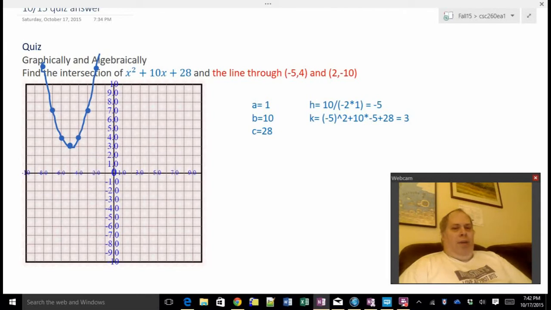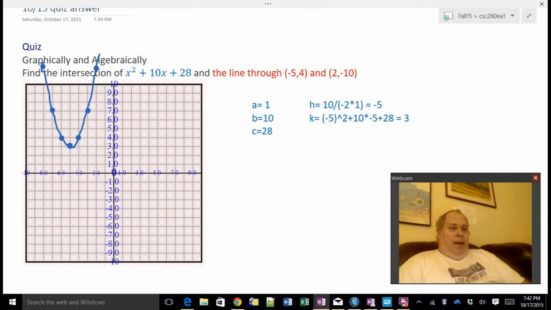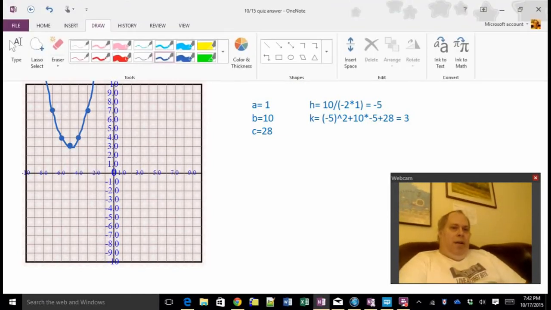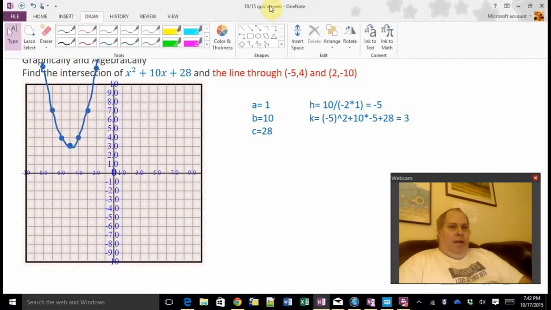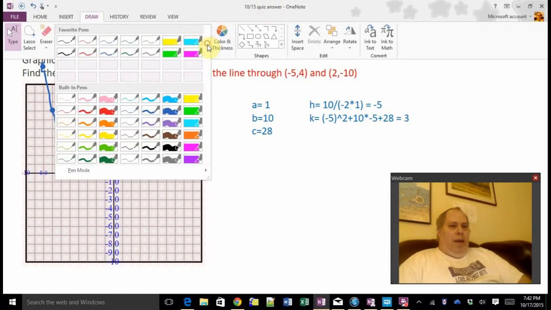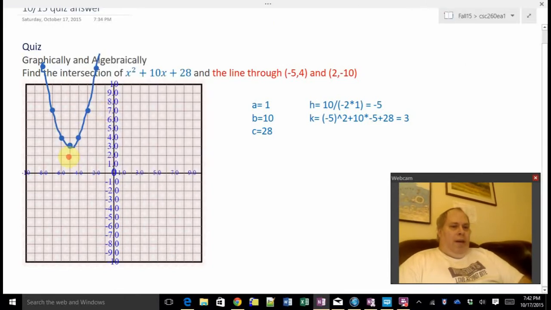Okay, and now I'm going to switch to red to do the line. Now the line is going to have 2 points, and we always want those points to appear in our graph. Negative 5, 4. Negative 5 over here, 4 right here, and 2, negative 10 down here.